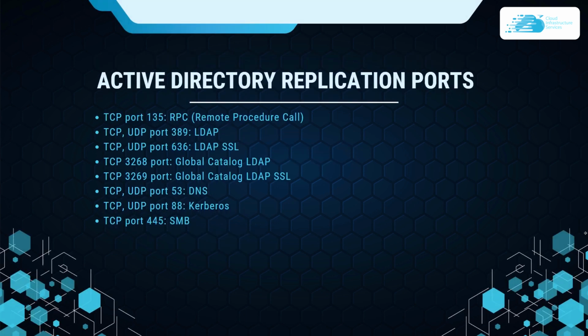Similarly, we have some ports specific to Active Directory replication. Again, 135 for remote procedure call, 389 for LDAP, 636 for LDAP over SSL. The change comes when we talk about the global catalog of LDAP. The port number is 3268 and 3269 if you want the global catalog to be done by LDAP over SSL. 53 is for DNS client, 88 for Kerberos, and 445 for SMB.